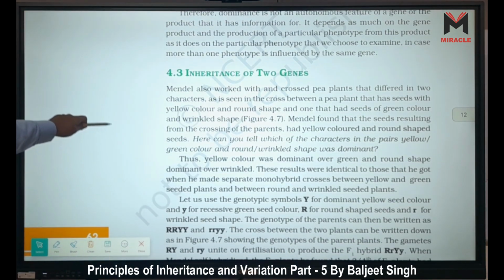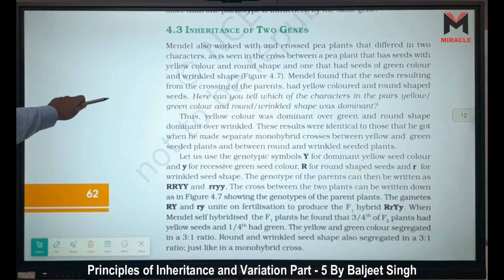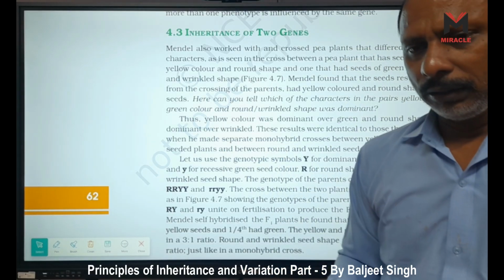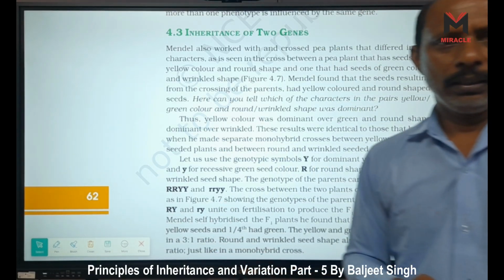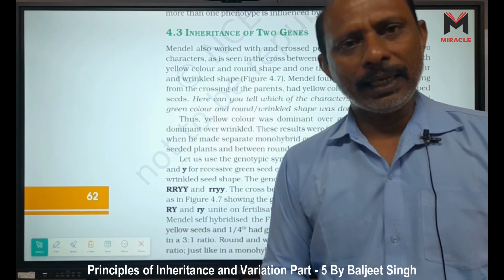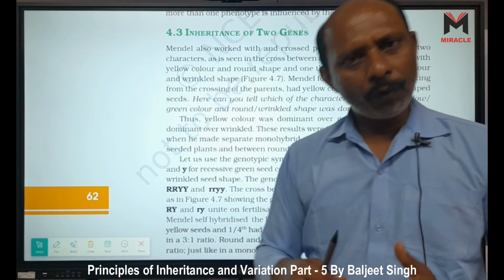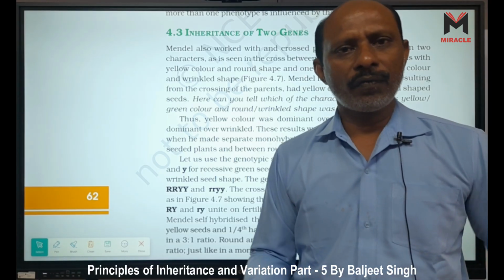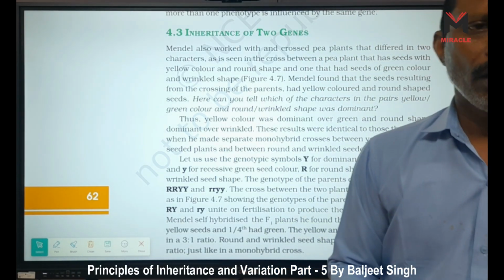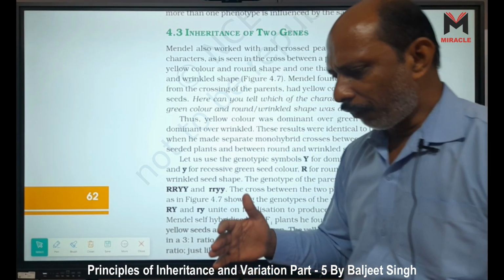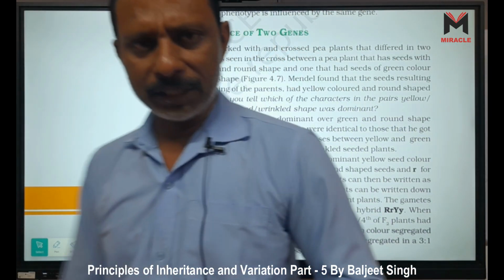Now, inheritance of two genes. When we use two traits of the same type, it is called a dihybrid cross. Three traits, it is called a trihybrid cross. Four traits, tetrahybrid. Five traits, pentahybrid. Many traits, polyhybrid crosses. It means the number of pairs of contrasting traits.